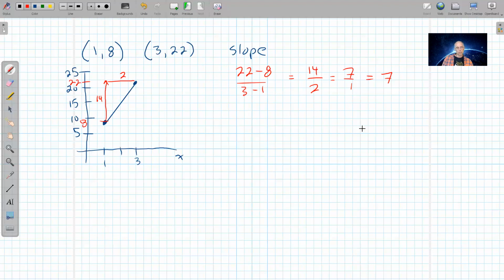So there's my slope right there between 2 points. Again, it's your y values subtracted in the numerator and your x values subtracted in the denominator. An important thing, again, is that y's have to be on the top, x's on the bottom, and then your points should line up vertically. Here's my point (3, 22), here's my point (1, 8).